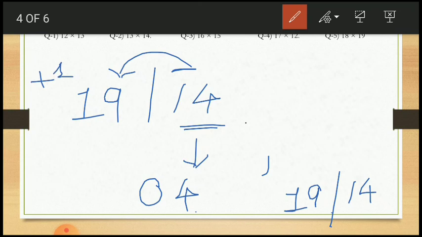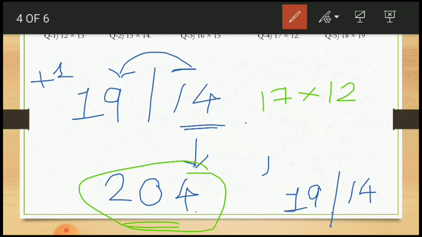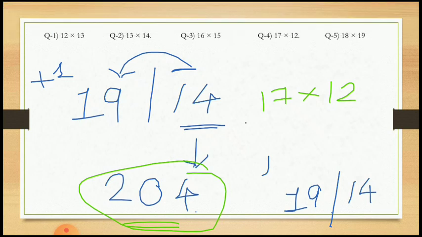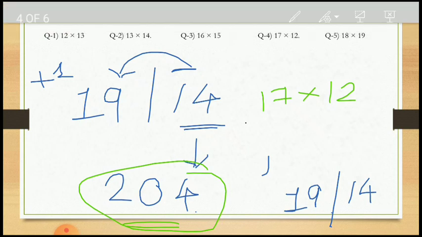It means that when you multiply 17 into 12, your answer comes 204, means 204 is your final answer. Okay, if you have any doubt, then you can ask me in the chat section. I will solve your doubt easily.